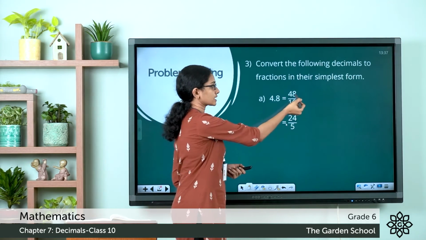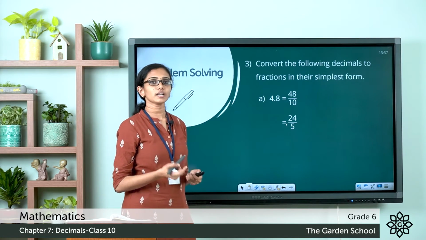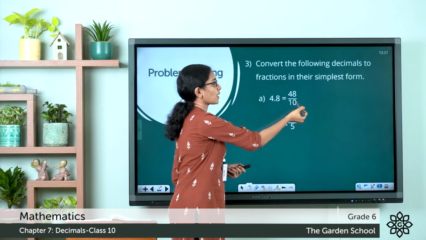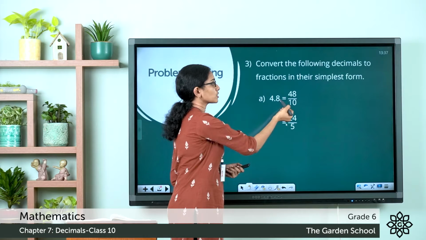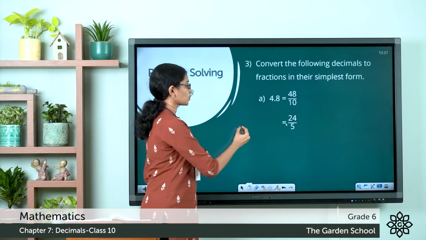So, it is 48 by, now how many digits are there in the decimal part? There is only one digit, which is 8. So, in the denominator we have to write 10. There is only one 0 because there is only one digit after the decimal point.